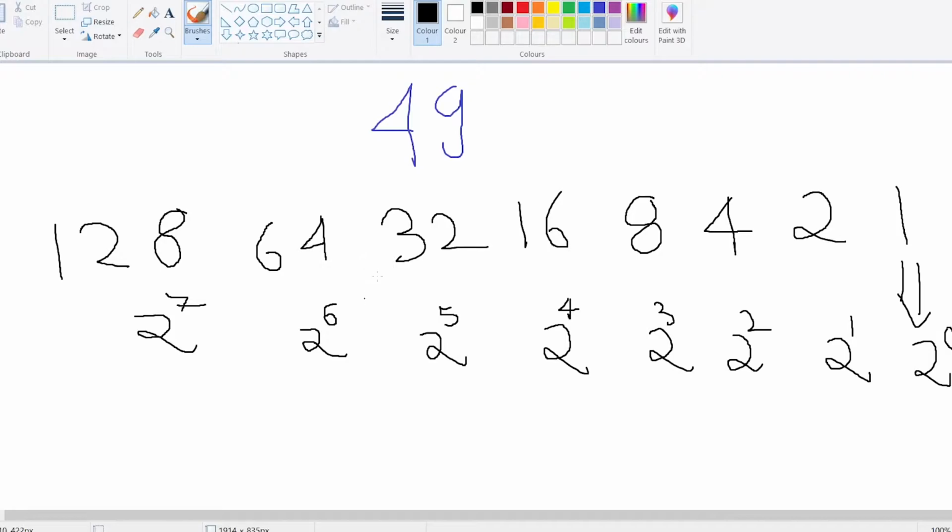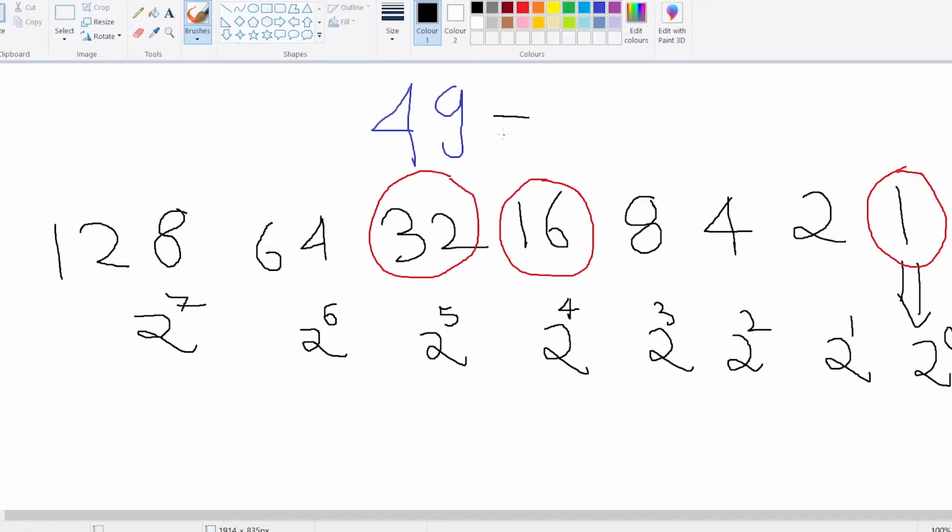So how do we come up with this integer 49? Let us consider those numbers which can be summed up to get 49. Let me take 32, then 16, then 1. When we sum up these numbers, it gives us 49. So it is 32 plus 16 plus 1. When we add all this together, we get 49, which is 32 plus 16, 48, plus 1, 49.